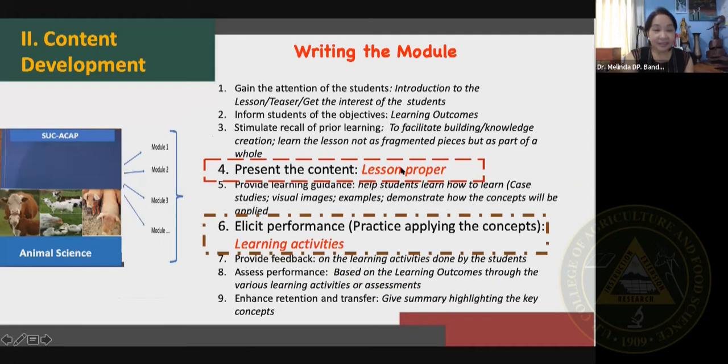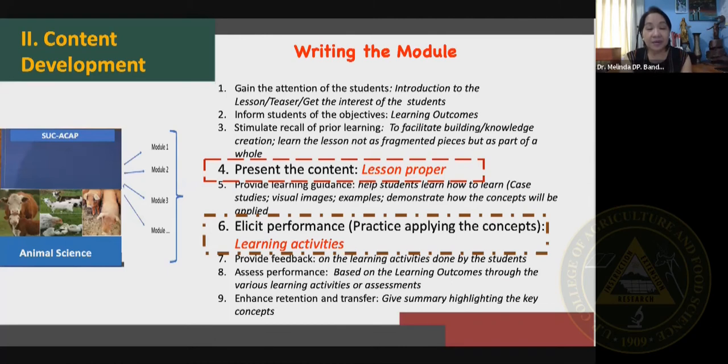So again, we go back to these 9 events of instruction, but I want to focus now on how we are going to present the content, kasi itong iba madali na to di ba? Alam na natin yung pag-get ng attention, pagsusulat ng learning outcomes, pwede tayong bumalik na sa learning outcomes generator, etc. Stimulate recall of prior learning, alam na natin yan. So how are we now going to present the content? Ito na yung input din natin as the expert in the field.